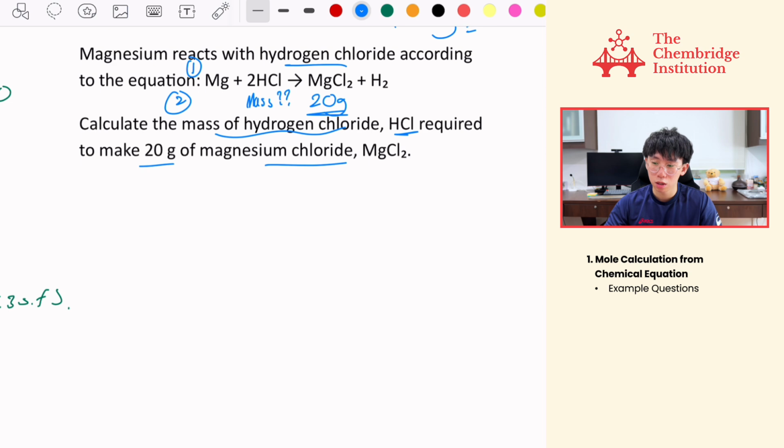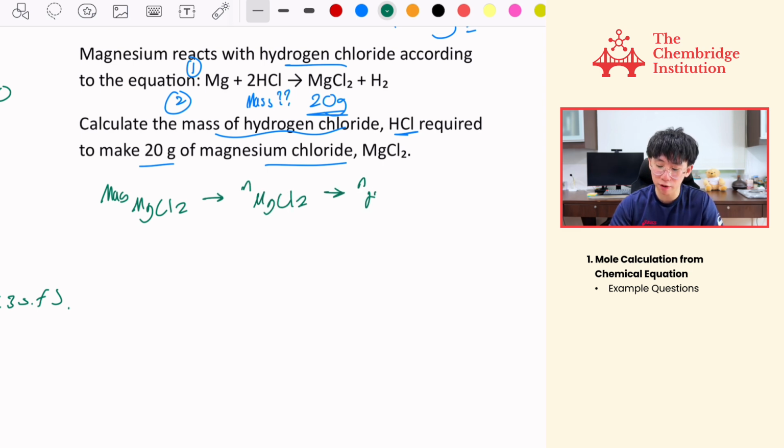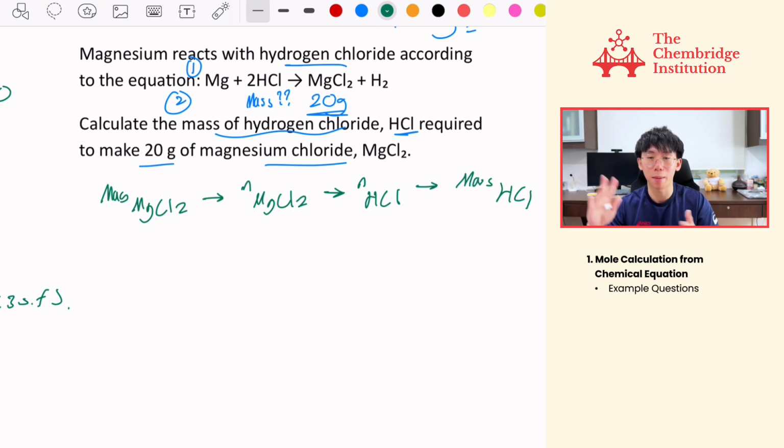Okay, so the thought process is as follows. I have the mass of magnesium chloride. I'm going to find the number of moles of magnesium chloride. And then I'm going to use the mole ratio to find the number of moles of hydrogen chloride, and then from there I can find the mass of hydrogen chloride. So actually I can construct a rough thought process flow for a mole calc question. So it doesn't even matter what values they give me, right? As long as I know this process, I can go step by step to find the final value.